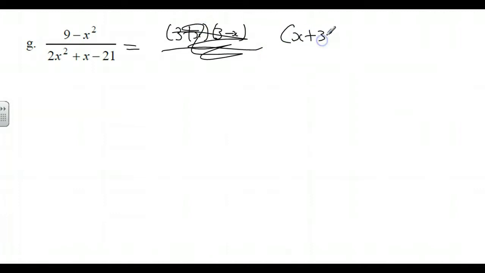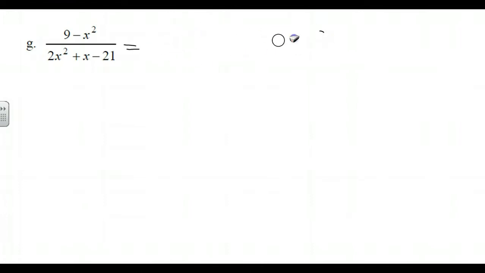Let's go x plus 3. Wait. Let's go back to what we had originally. I would pause and rewind, but I'm talking fast enough that it shouldn't matter. 3 minus x, 3 plus x.